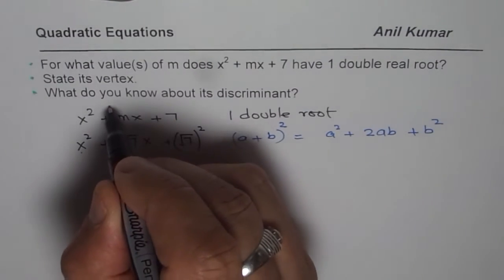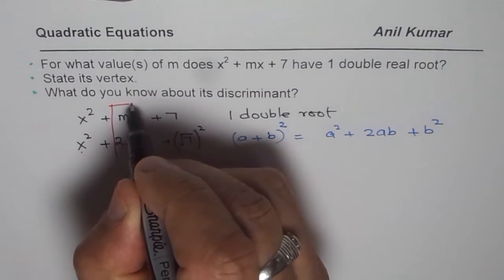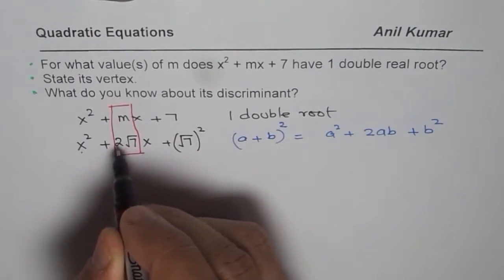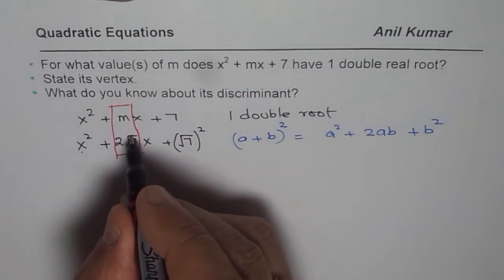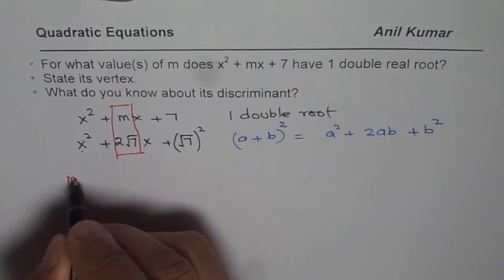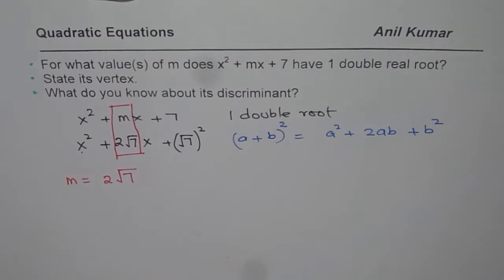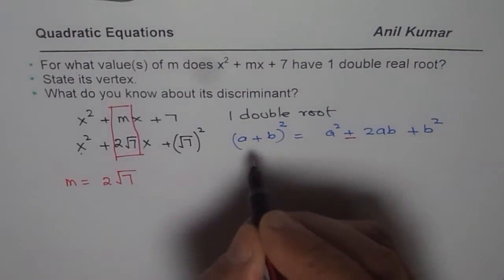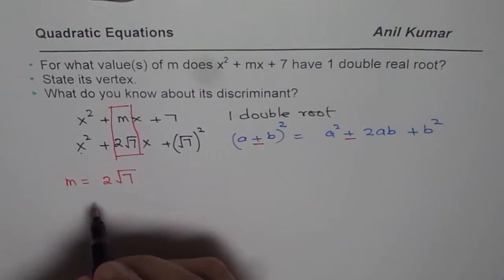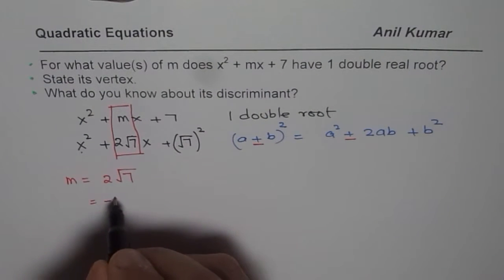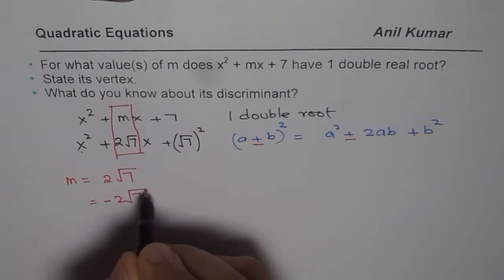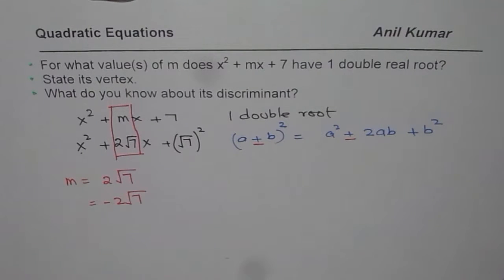Now by comparing, you can clearly see that the value of m is 2 square root 7, right? So we could write m as equals to 2 square root 7. Do you get the idea? So that is the value of m. Now remember one thing, I could also use minus here. So m could also be minus 2 square root 7. So in both cases we get a perfect square. So that is the value of m, correct?